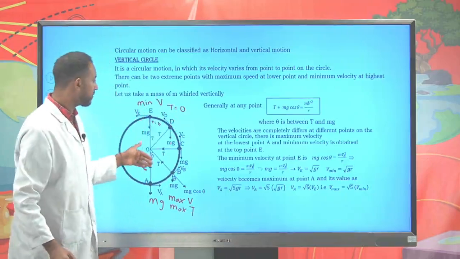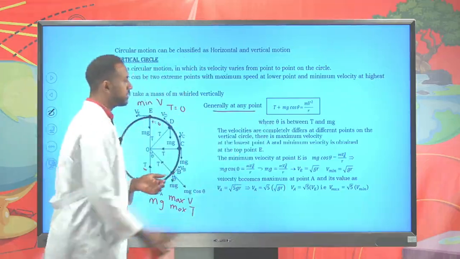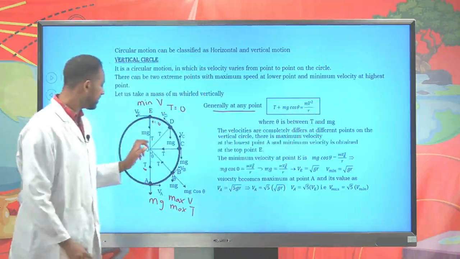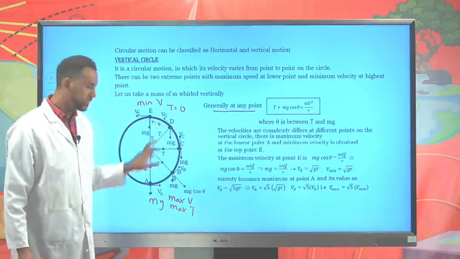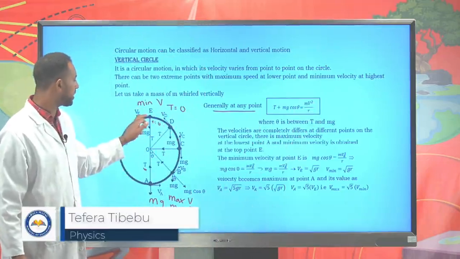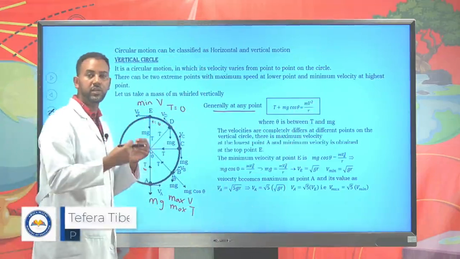Okay. Therefore, you can use the general equation T plus mg cos theta equals mv squared over r to determine the tension or the velocity at every single point. Okay, at every single point. For example, at the maximum height, at this point, let's try to determine the velocity.